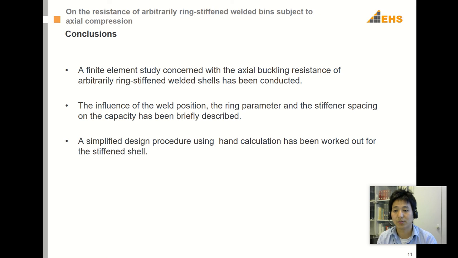So as a conclusion, we can say we made a parametric study for ring-stiffened welded shells under axial compression with numerical methods, and we also discussed the influence of the welding position, ring parameter, and stiffener spacing on the buckling capacity. We also developed a simplified design method with hand calculation for ring-stiffened shells.